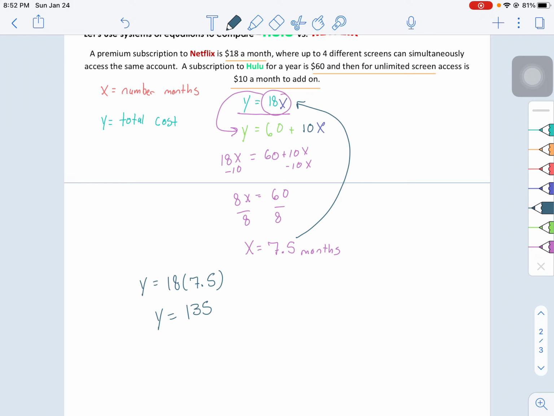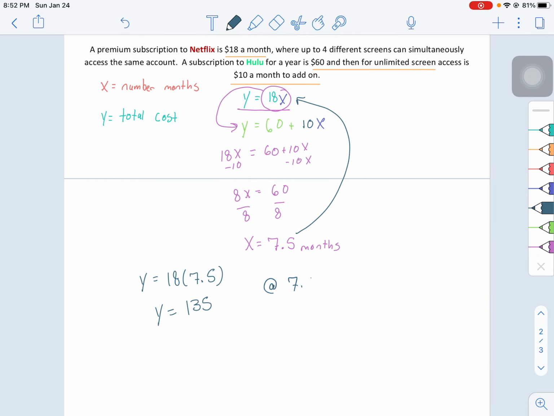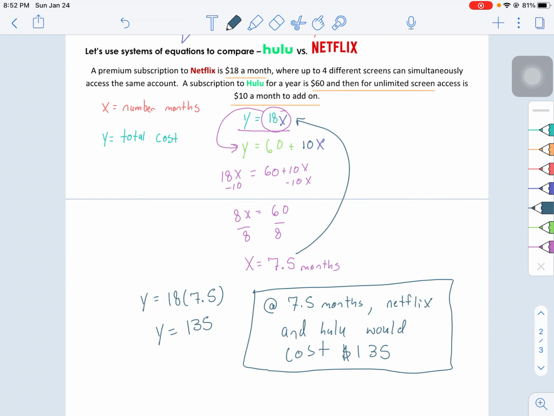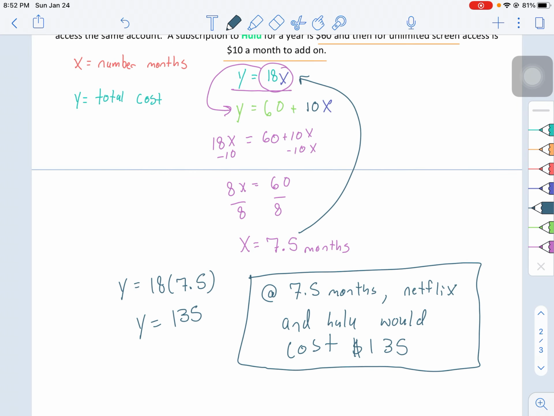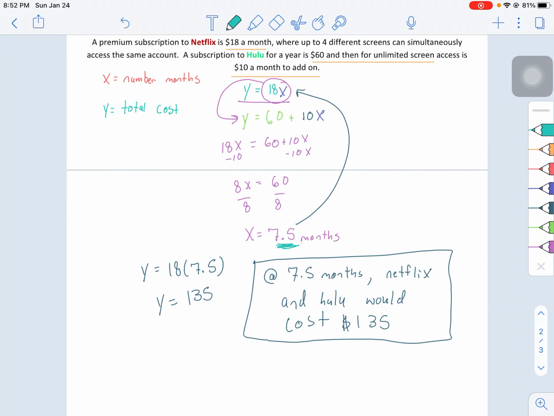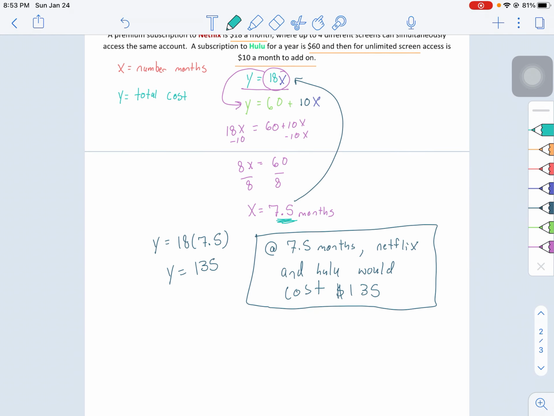All right, so it seems like at 7.5 months, Netflix and Hulu would cost $135. Okay, and that's the kind of answer you would be looking for in a word problem like that. You could go into a little bit of specifics here if the question asked you, and you could say, well, let's round up to the nearest whole number, right? Let's see which one of these is going to cost more.